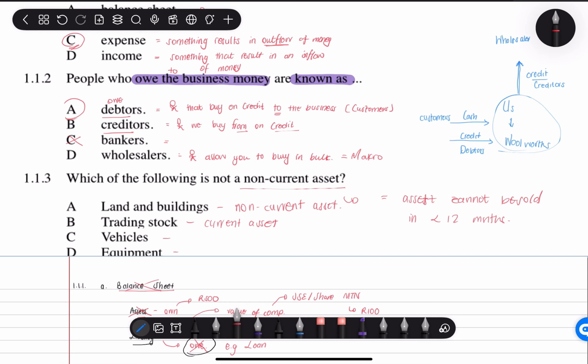Sorry about that. Vehicles, it's very hard to sell vehicles. So vehicles could be considered a non-current asset. Even car dealerships, they don't sell vehicles very often. Okay, so it's like a non-current asset. But if you sell vehicles often, then that's trading stock. So that's a different thing. Okay, equipment we usually keep for a long period of time. So we're not trying to sell equipment if we have equipment in our business. We're not trying to sell ovens if we're a bakery in less than 12 months. So this is a non-current asset.